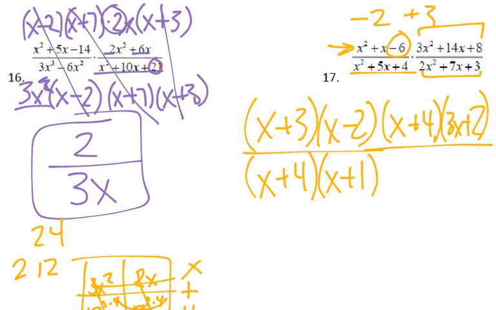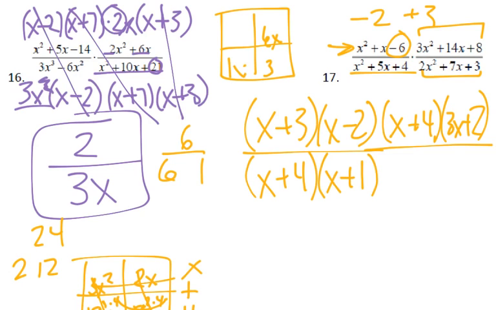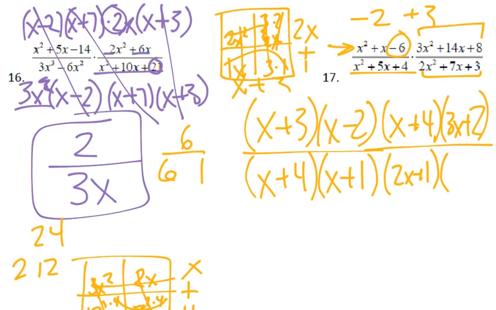Now this one, 2 times 3 would give us 6. Factors of 6 that add up to 7, 6 and 1. So box method here, 3, 6x, 1x, 2x squared. That's like 3 times 2, that's like 3 times 1. 2x plus 1 and x plus 3.